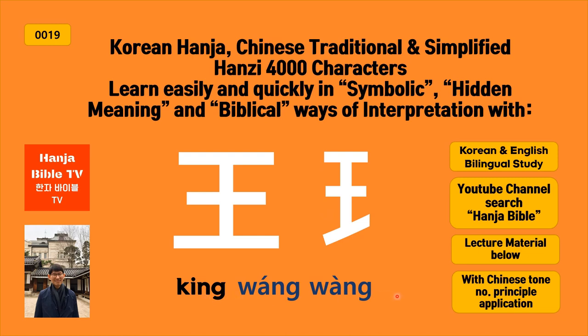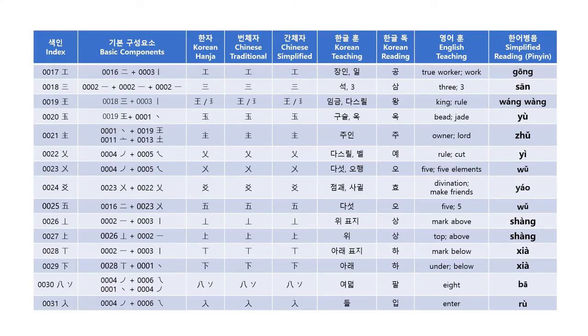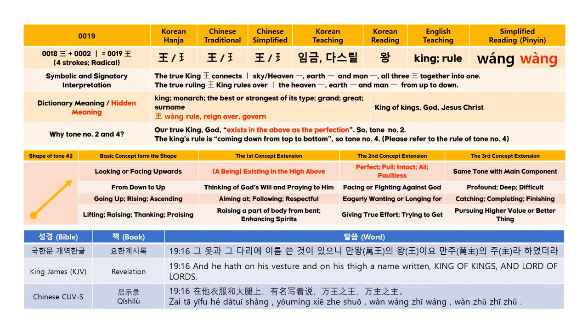Two pronunciations we will look at. On the index, we are here. This character is the combination of two characters we already learned. All same in shapes in Korea and in Taiwan and in mainland China. This character meaning king and rule.